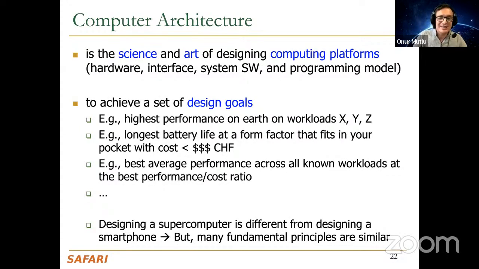In the end, designing these platforms can be quite different. Designing a supercomputer is different from designing a smartphone, for example, but many fundamental principles are actually similar, right? Essentially, that's going to be important, right? And hopefully in this course, we will focus on some of these fundamental principles, but we will also focus on some of the cutting edge topics, as you will see.